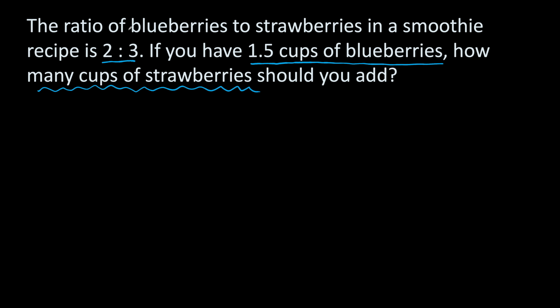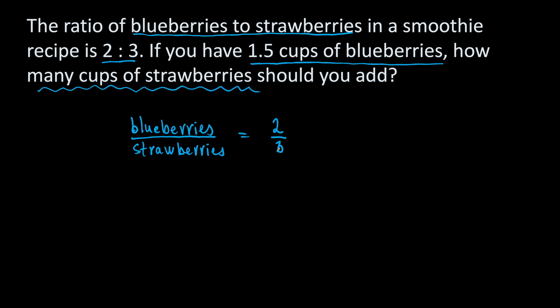Let's write this ratio of blueberries to strawberries as a fraction. So blueberries to strawberries is equal to 2:3. Now let's set up a proportion. 2:3 is equal to 1.5 to x. X is the number of cups of strawberries. Look here, we have blueberries on top, strawberries on the bottom. We are consistent. So we set up a proportion.